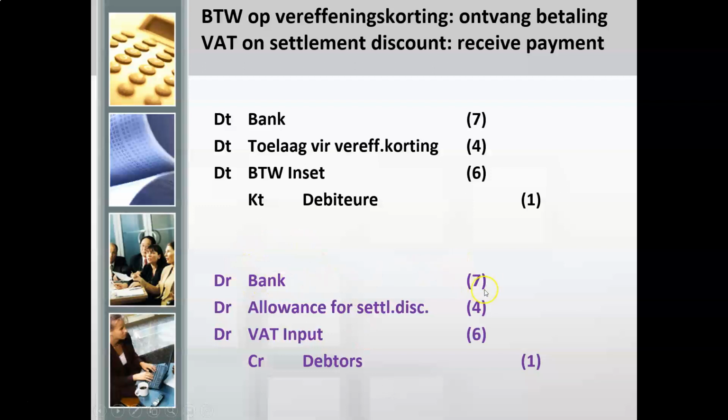So debit bank, what is that? That is the 100% less the discount percentage, if he settles in time to make use of the settlement discount, multiplied by the invoice value. The allowance for settlement discount and the VAT input, let's just park that. Debtors I'm going to clean out with the invoice amount. The difference between the invoice amount and the amount that I've received equals settlement discount inclusive of VAT. So I strip out the VAT and I claim the VAT as VAT input. And with the VAT exclusive amount, I'm going to clear my allowance for settlement discount.